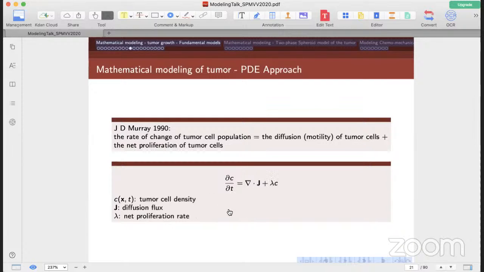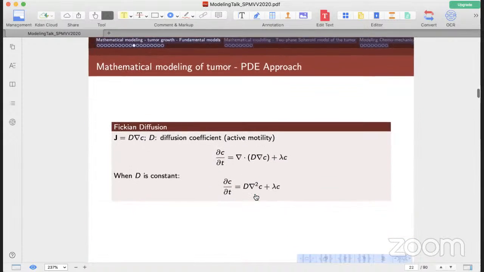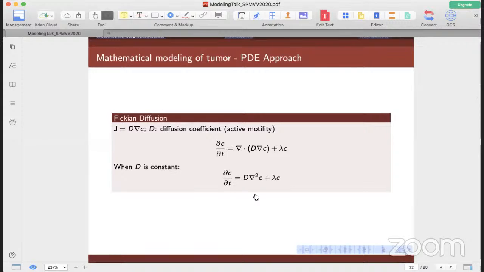So this model is telling us that the rate of change of tumor cells depends on the diffusion flux plus the net proliferation. Where J is the diffusion flux. But what are the typical models of diffusion flux? Typical models are fixed diffusion. Those who have studied even plus-two level chemistry can figure out Fick's law of diffusion, or Kirchhoff's law in physics. What is that? J or Q is D times gradient of C. So D is the diffusion coefficient.